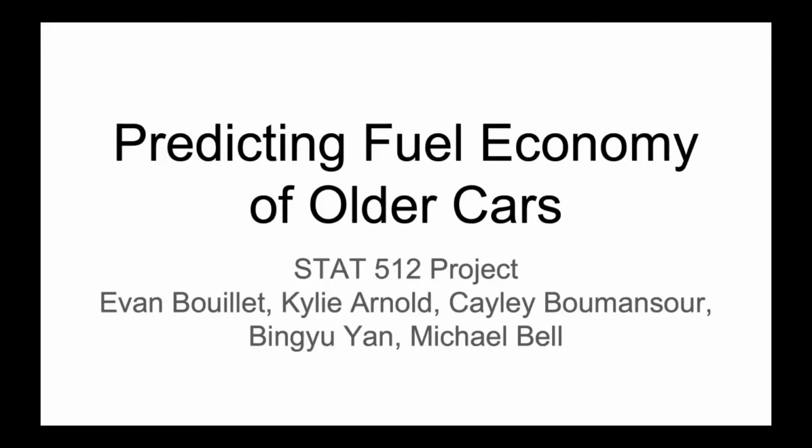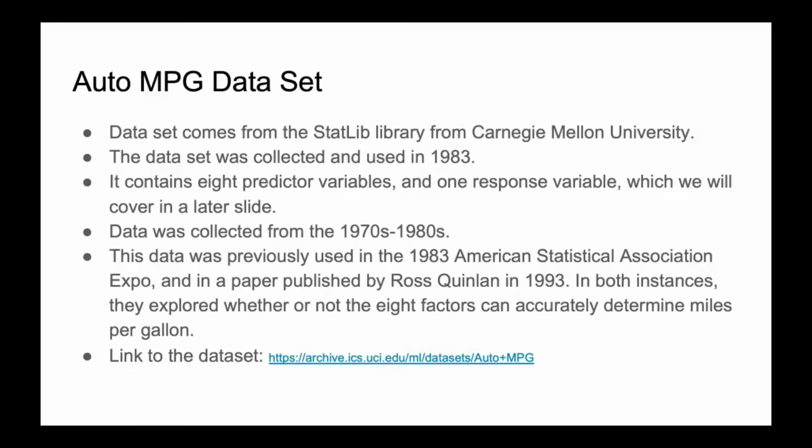Okay, so our project that we did was predicting fuel economy of older cars. It was by me, Evan, Kaylee, Bingu, and Michael. So our data set is called Auto MPG. It came from StatLib library at Carnegie Mellon University. It was collected and used in 1983. It contained 8 predictor variables and 1 response variable, which we'll talk about in just a little bit.